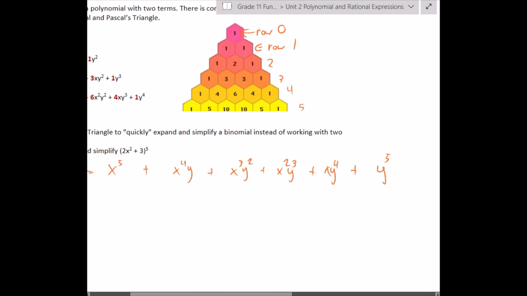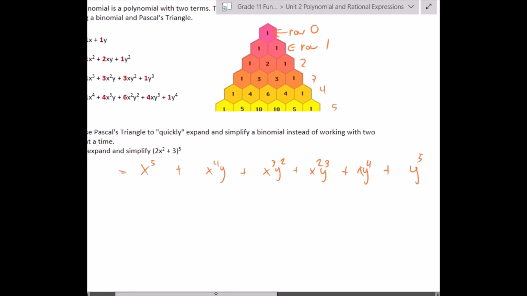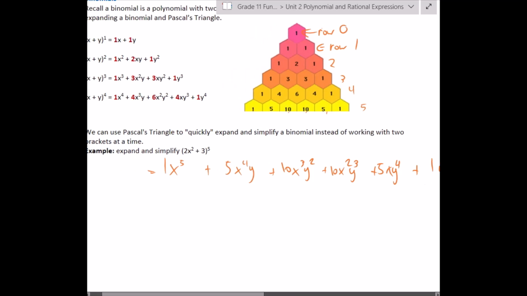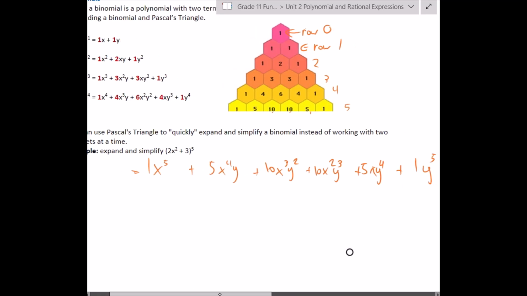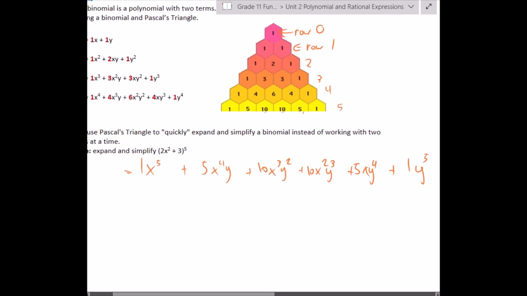And now we're going to put our coefficients in. This is row 5. So row 5 is 1, 5, 10, 10, 5, 1. Don't even need those ones there, but it's all right. Okay, the next step here is we need to then substitute the x and y values, which is 2x² and 3. So that's our x, that's our y, and let's substitute.